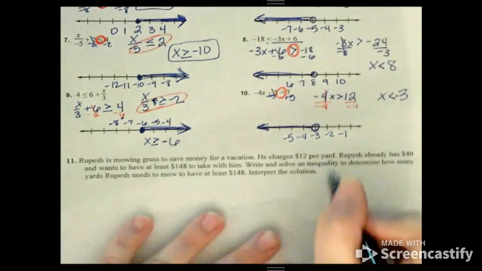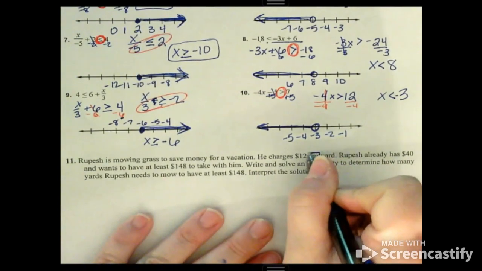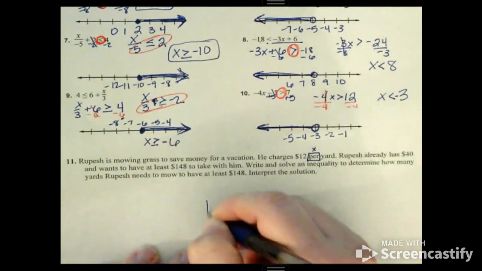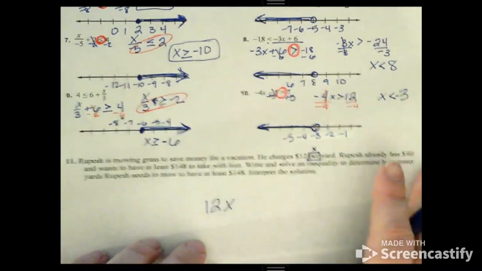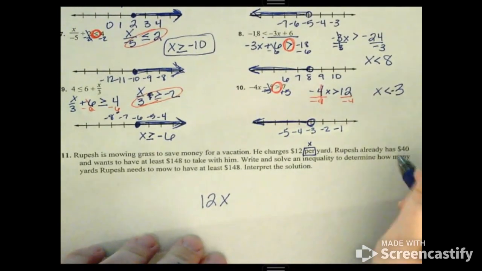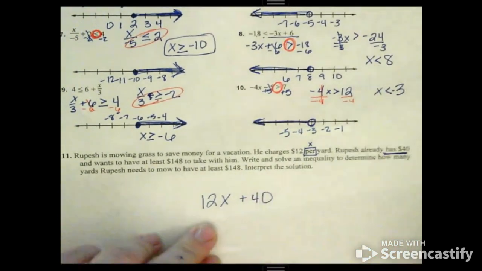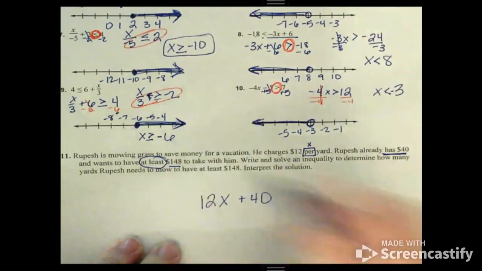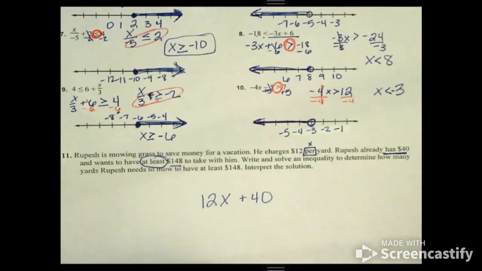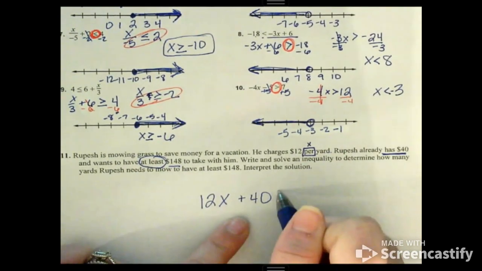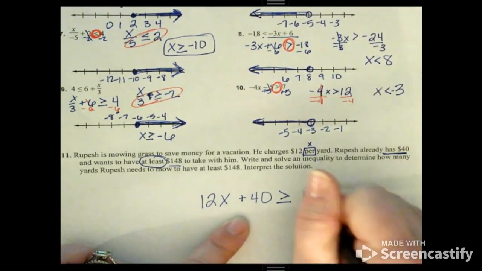All right. Now, it says we are saving money for a vacation. He charges $12 per yard. This right here tells me what? It means multiply. So that means 12 is going to be multiplied by something. All right, he already has $40. So if he has $40 plus 40, good. He wants to have at least $148 to take with him. So if I want to have at least $148, can I have more? Yes. All right, so that means, can this amount be greater than? Yes. Or equal to. Good.